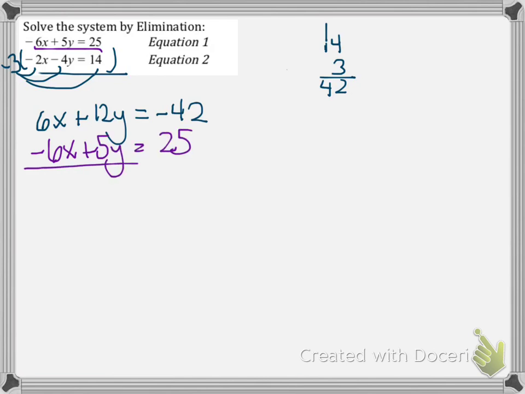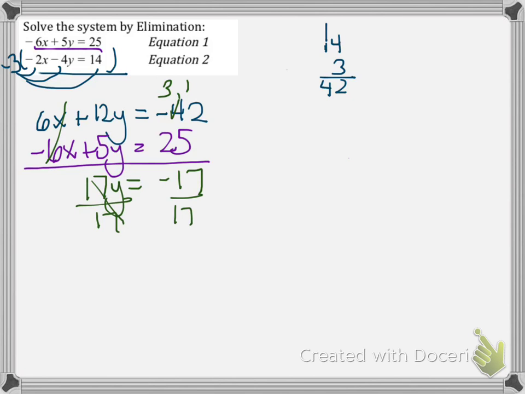Now if I look at this, they will eliminate, so we can add these together. 6x minus 6x becomes 0, so we eliminated the x value. Then 12 plus 5 is 17y. And then negative 42 plus 25 is negative 17. Then we solve like we did before. We divide by 17, so y equals negative 1.